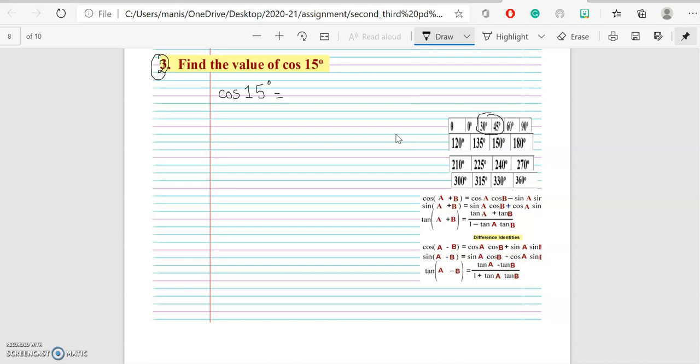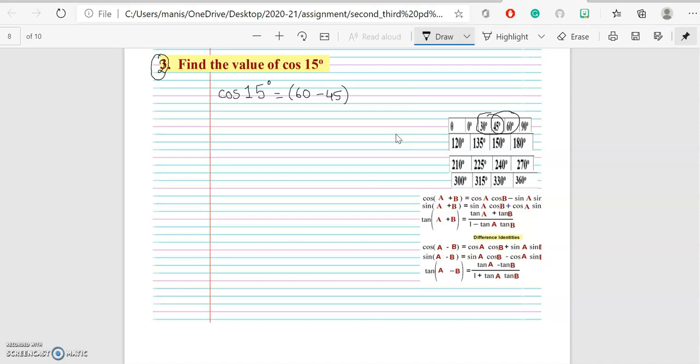15 degrees. And I also know 60 minus 45 can give me 15 degrees. 135 minus 120 can give me 15 degrees. 150 minus 135 still gives me 15 degrees. I can pick anything whatever I want to do. But this time I will take these two, 60 and 45. So I know what I can do is I can write cosine of 15 like this, 60 minus 45.